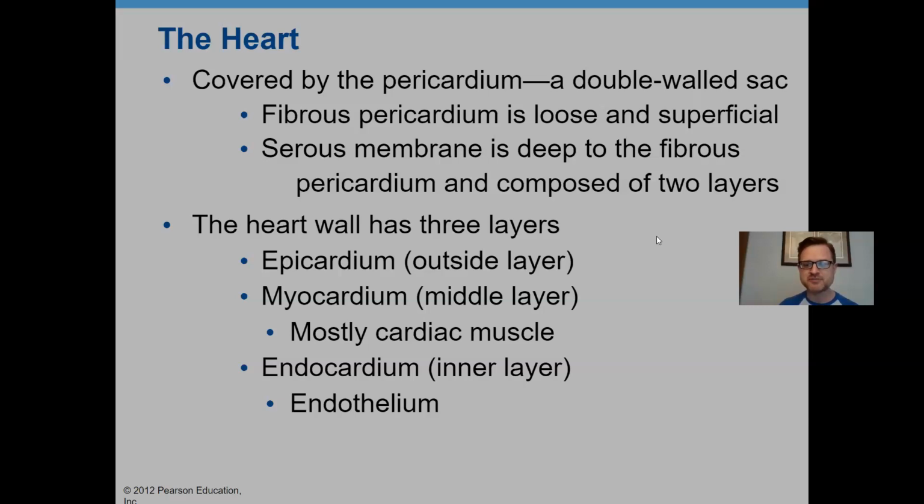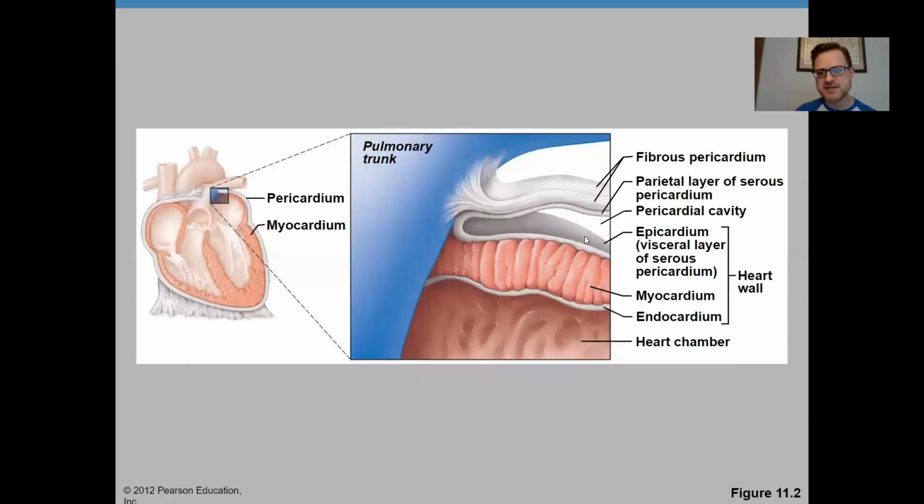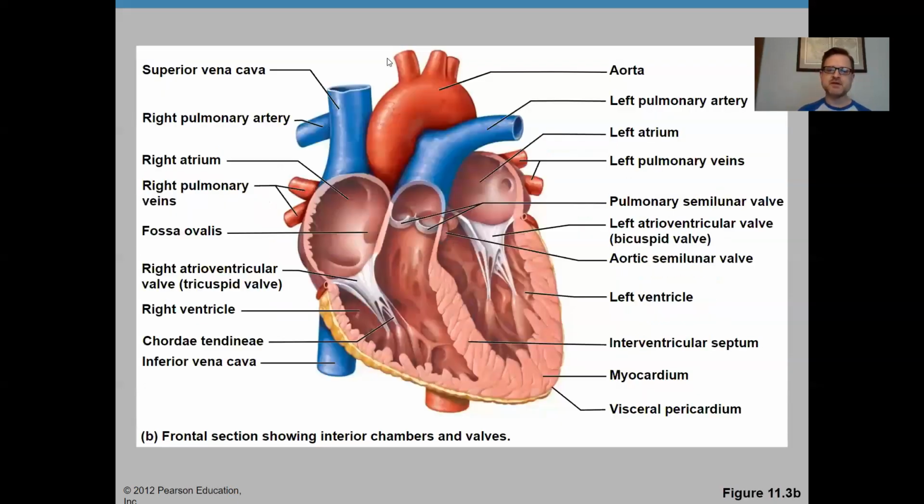If you look at a picture, here you can see the heart wall. Here you see epicardium right here. Here you see the myocardium, which is much thicker. Here you see endocardium, and then you're inside the chambers of the heart. You can see here we're blowing up this little inset right here. So this picture is a cross-section of the heart.